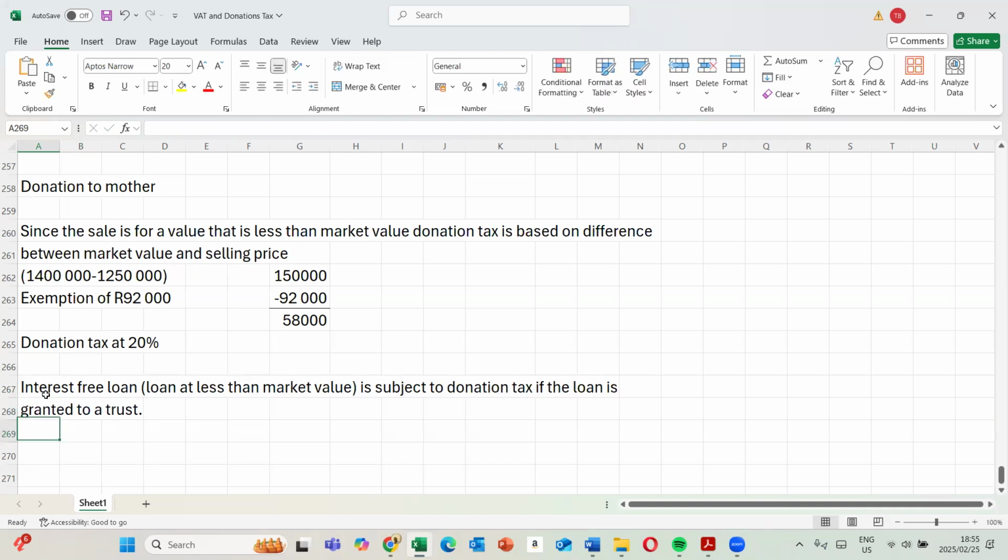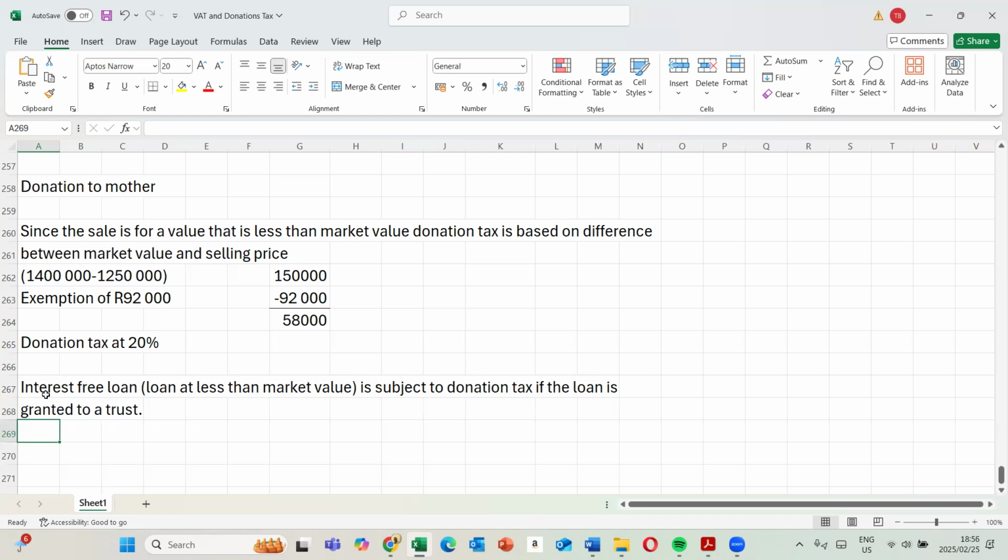So that concept which we explained last week, where we said if you give an interest-free loan, subject to donations tax, it applies only if it's to a trust. Now, what is the examiner trying to achieve here? The examiner knows that when you study, you don't study completely. You just say, oh, interest-free loan, it's exempt. No, an interest-free loan to a trust is one that's exempt from donations tax.